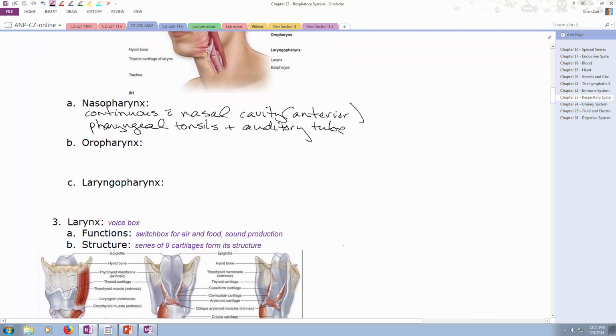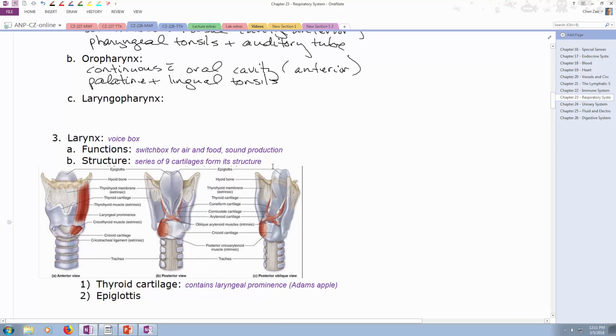Oropharynx, continuous with the oral cavity. Again, that's anterior, the oral cavity is. And in here we have the palatine and lingual tonsils. And then laryngopharynx, associated with the top of the larynx.